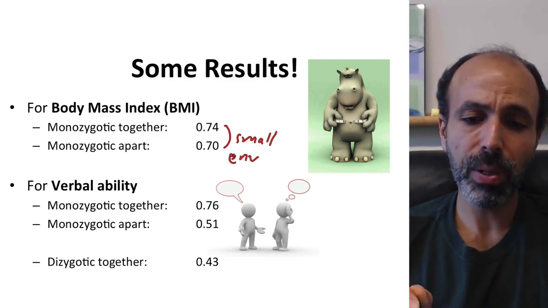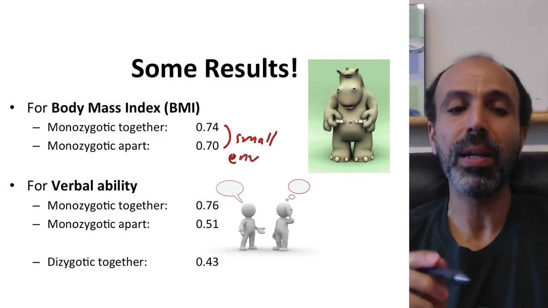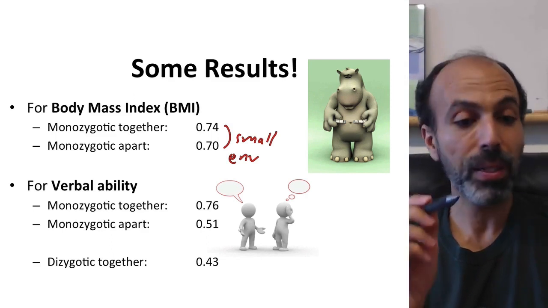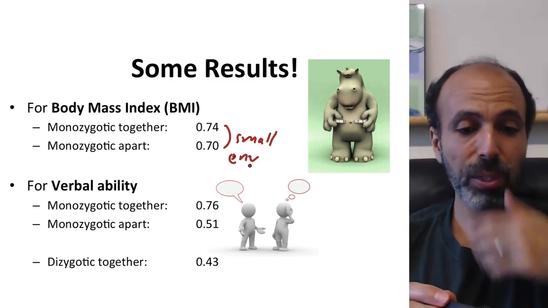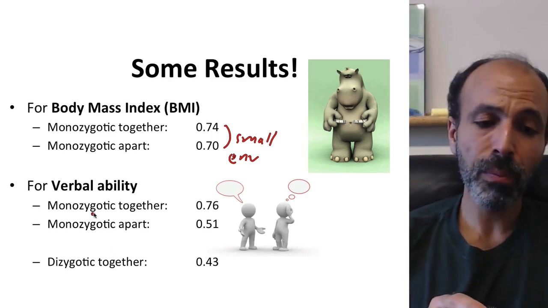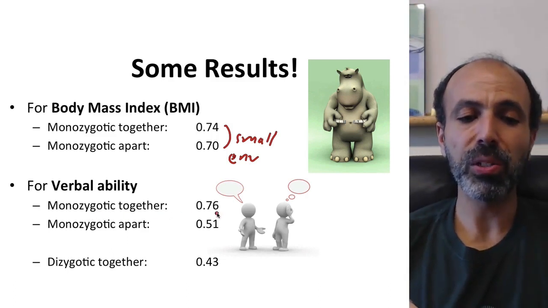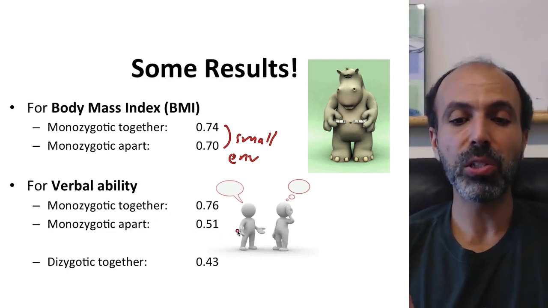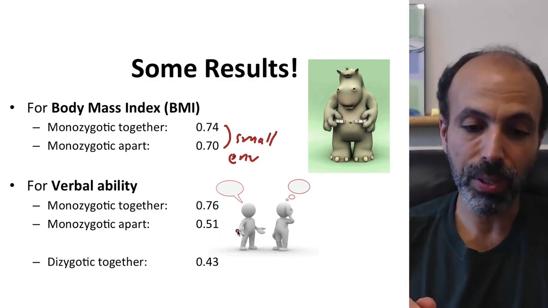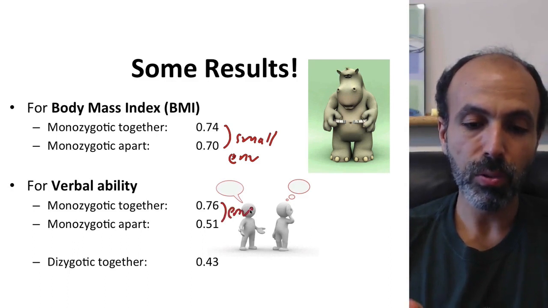Very small, surprisingly small environmental component. You may think this is unexpected for something like body mass index, but in fact, for this particular study, that's what they found. In contrast, for verbal ability, monozygotic twins reared together had a correlation of 0.76, whereas monozygotic twins reared apart had 0.51. So this suggests a very strong environmental component to verbal ability.